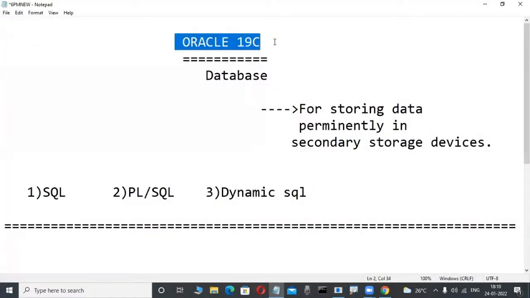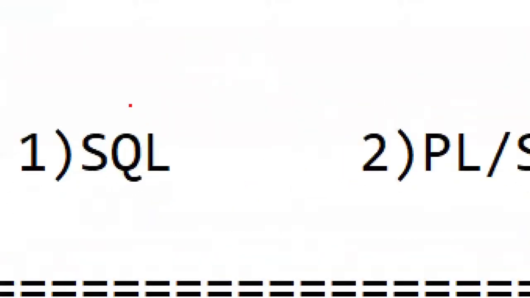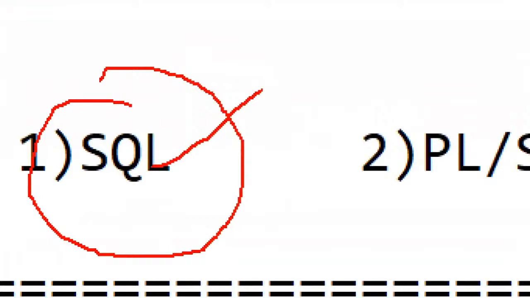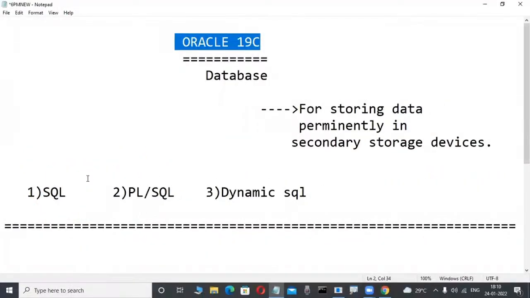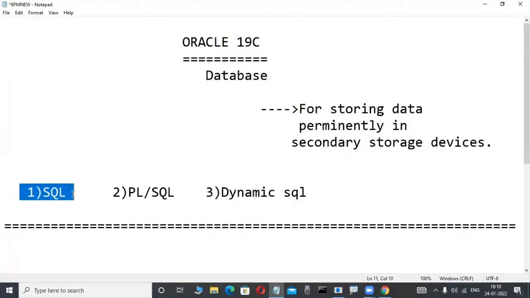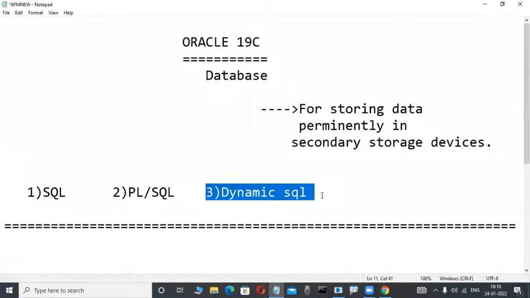So now these type of relational data model products, one universal language is there. What is that one? SQL, structured query language. But for the Oracle product we are operating, not only the SQL language, three languages are there. One is SQL, another one is PLSQL, procedural language extension for SQL. Another one is dynamic SQL.